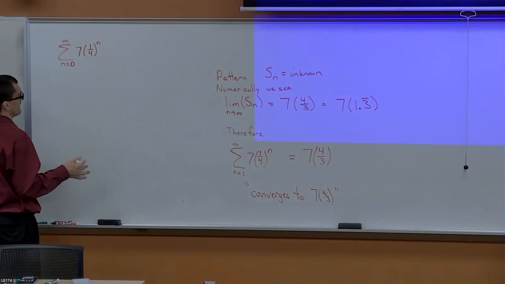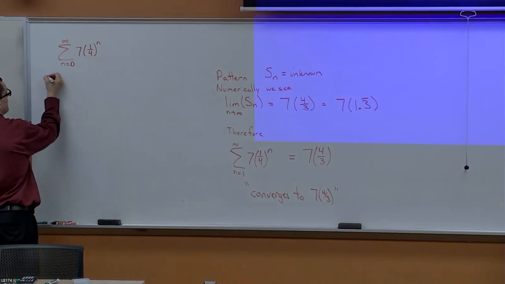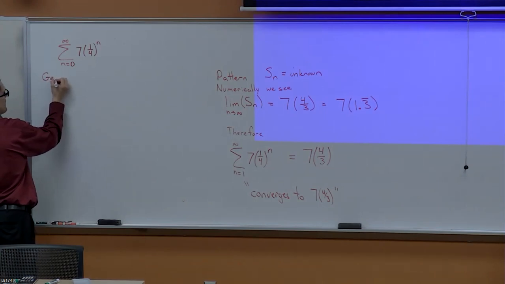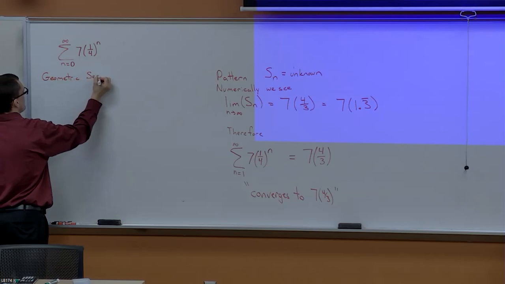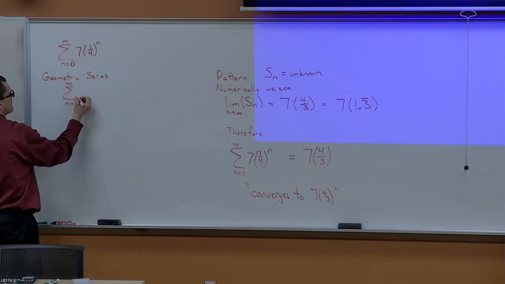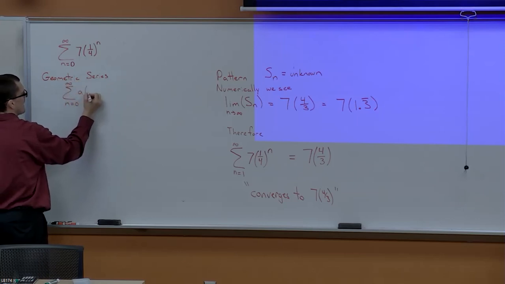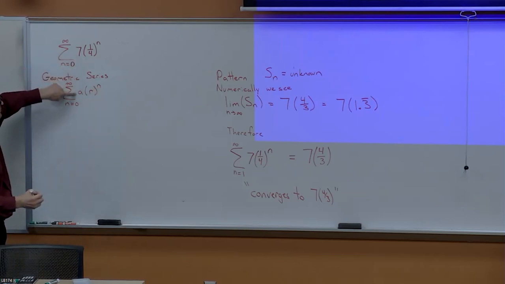So you don't have to write this down if you don't want, but I just want to show what's happening. So a geometric series is an infinite series. And again, we like to start the count at n equals 0. That looks like a times r to the n. So a in our case was 7, and the r was 1/4.